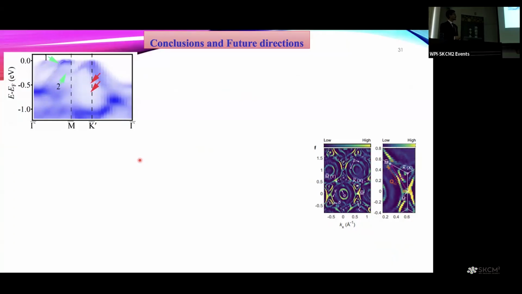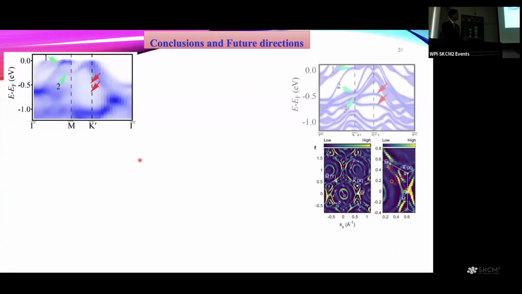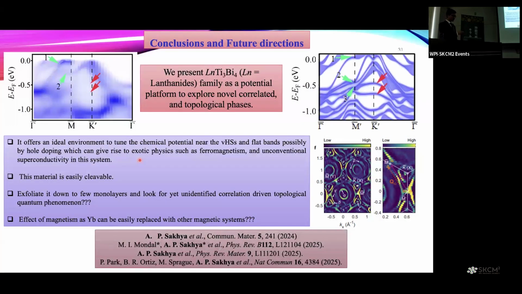And what are the conclusions from here? So basically, we present a new family of materials called the LnTi₃Bi₄. These are the distorted Kagome lattices. And here we present this as a new family of materials where one can do a lot of different kinds of studies, because we can easily replace lanthanum, the lanthanide element, with cerium, praseodymium, neodymium, and so on and so forth, up to terbium. We can even try to dope these materials, and if we can dope these materials, we can try to bring the Van Hove singularities or the flat bands near the Fermi level, and then we can see whether there is an exotic physics appearing in the system or not.